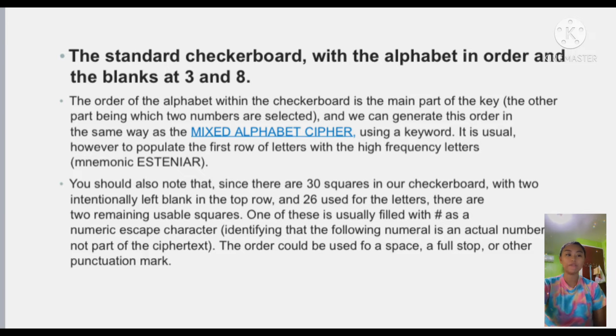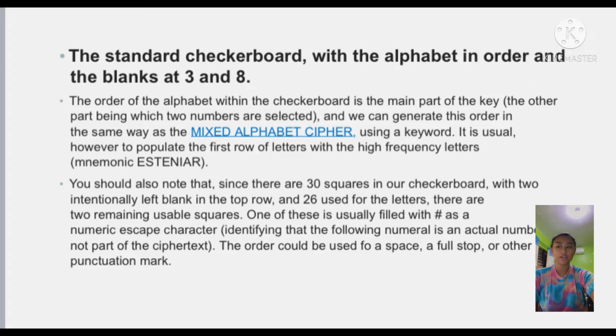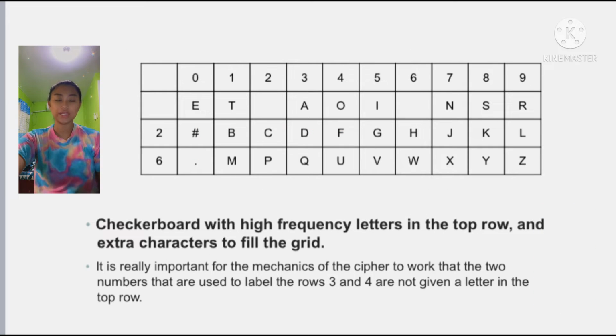One of these is usually filled with a numeric escape character, identifying that the following numerical is an actual number, not part of the ciphertext. The other could be used for a space, a full stop, or other punctuation mark. Here is a checkerboard with high-frequency letters in the top row and extra characters to fill the grid. It is really important for the mechanics of the cipher to work that the 2 numbers that are used to label rows 3 and 4 are not given a letter in the top row.